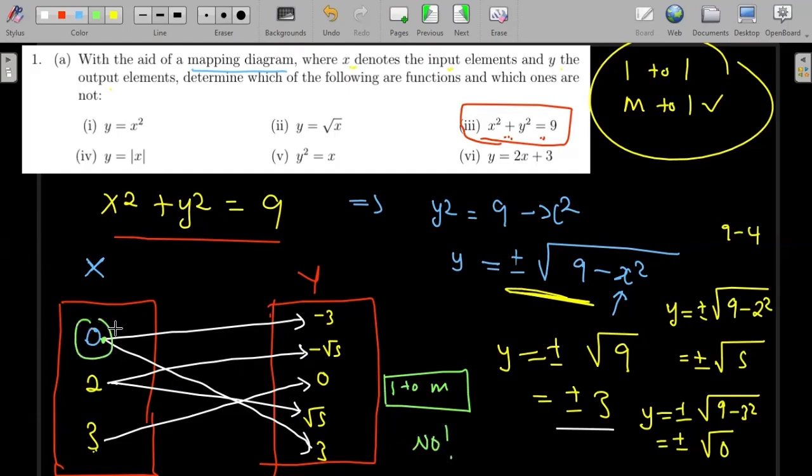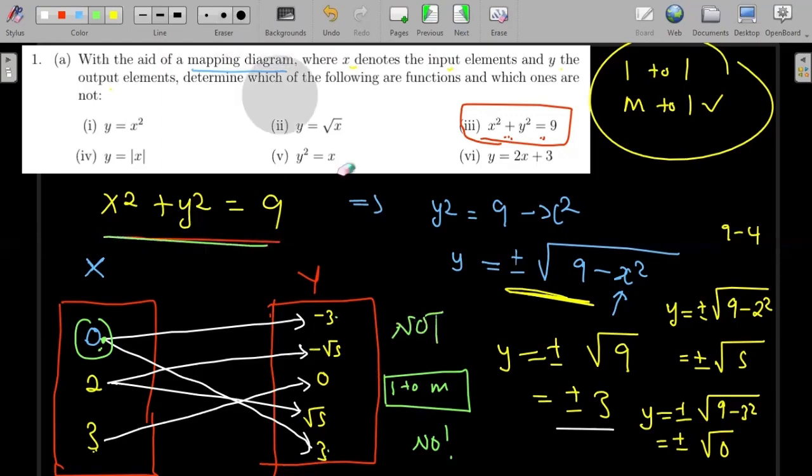Because we said for a function, for each x input there should be a unique y output. But this x value input here is being mapped to -3, and it's also being mapped to 3. So it has two outputs, which means the outputs are not unique. So we conclude that this is not a function. The circle here is not a function.